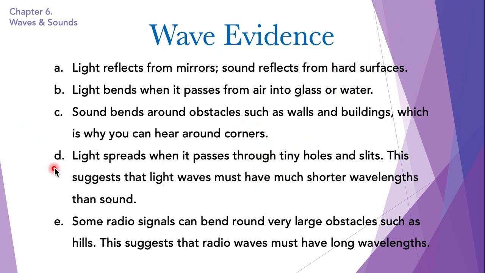Okay. D. Light spreads when it passes through tiny holes and slits. This suggests that light waves must have much shorter wavelengths than sound. So sound does not spread when it passes through tiny holes or slits, but light does. So this suggests that light waves have shorter wavelengths than sound. That is why they are able to diffract.